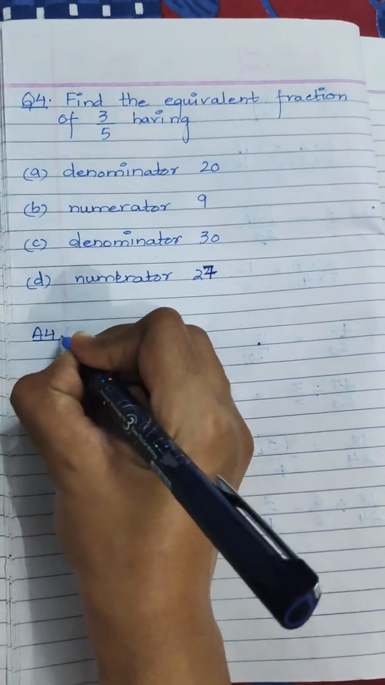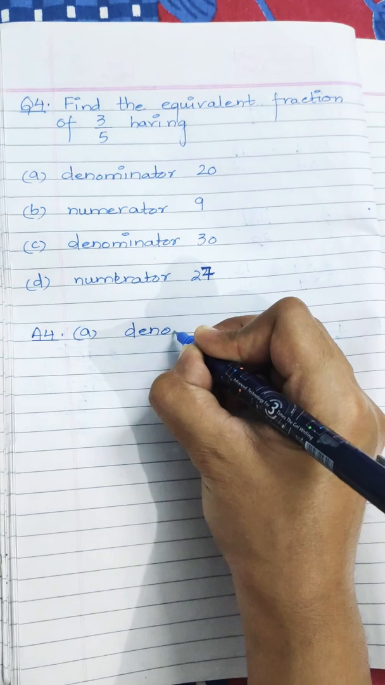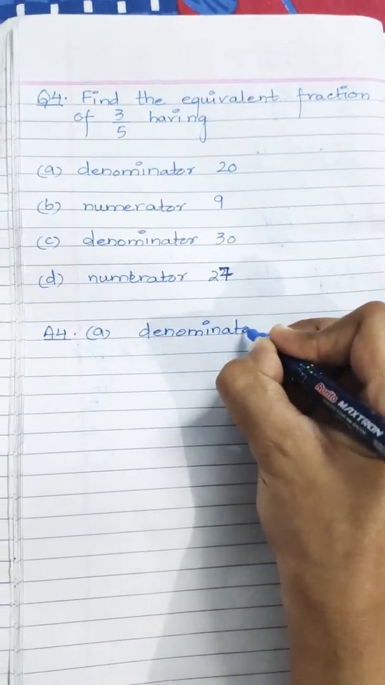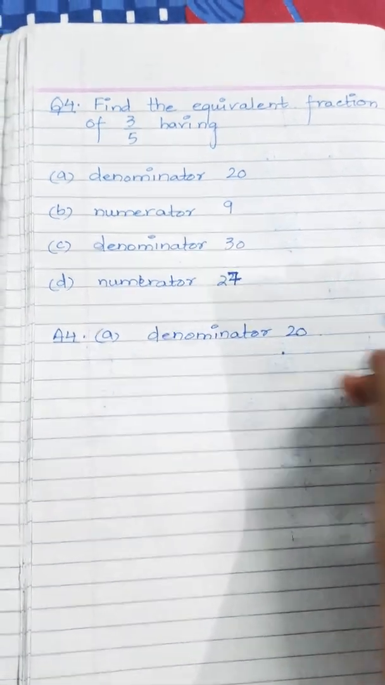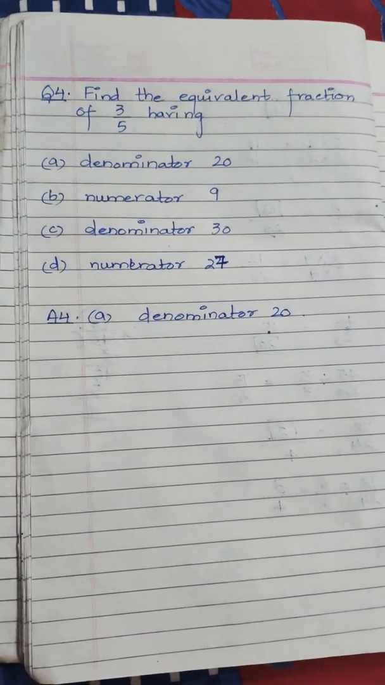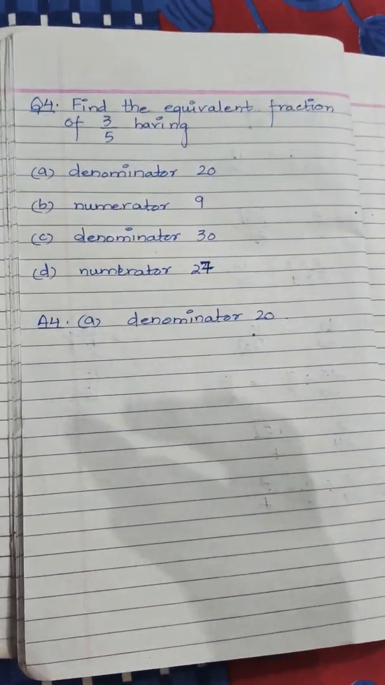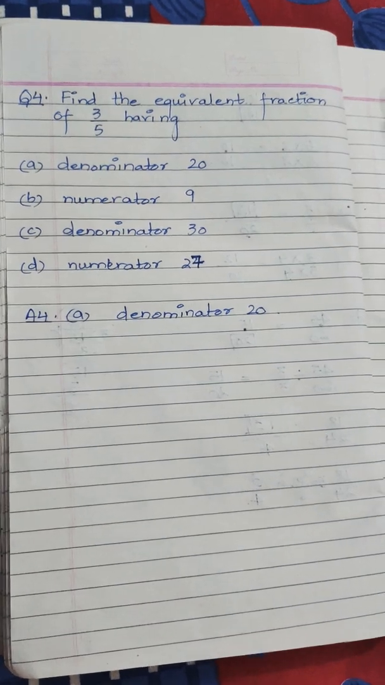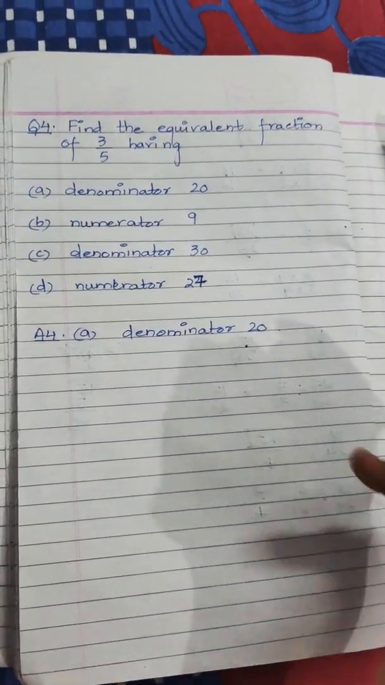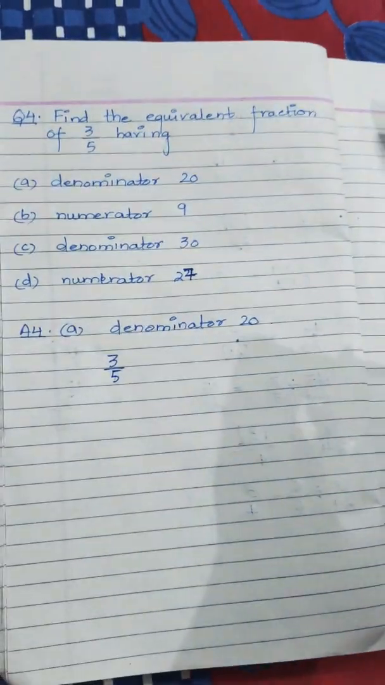Answer 4, A part. Here I am writing down denominator 20. So we have to keep this in mind. When we find the equivalent fraction of 3 upon 5, the denominator should be 20. It will be easier if you write this question in the form of the previous question, as we were doing question number 3 of this exercise. It means we have the fraction as 3 upon 5.